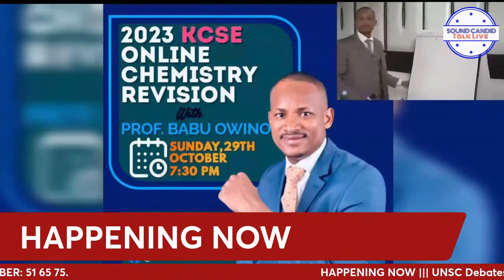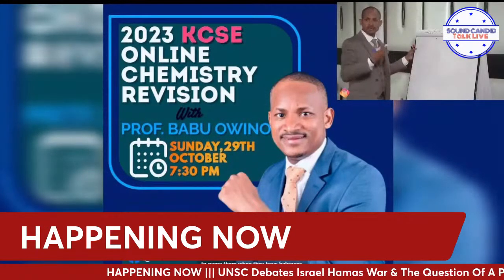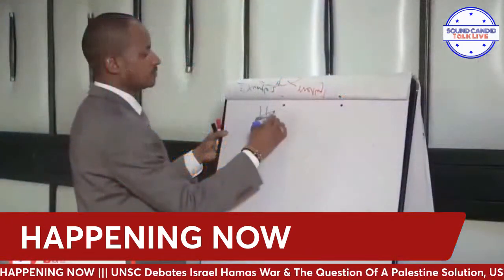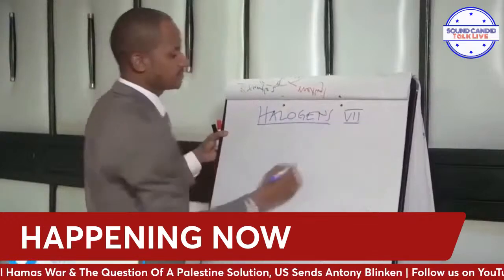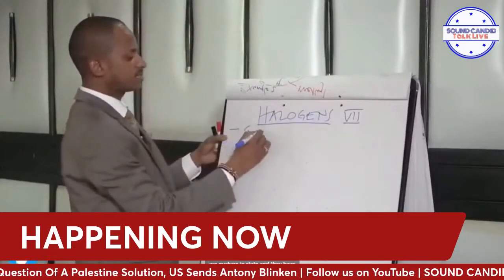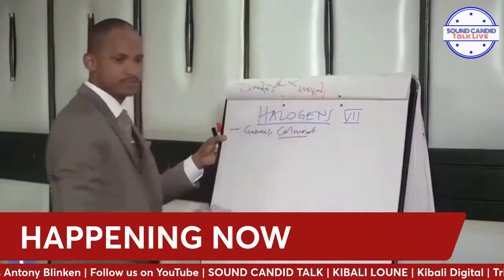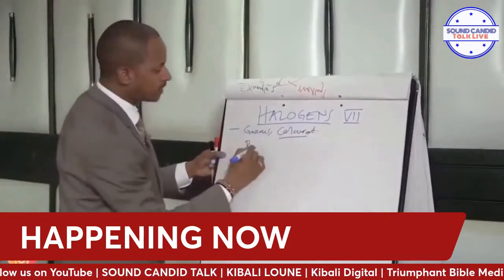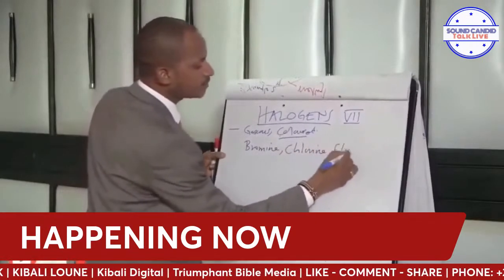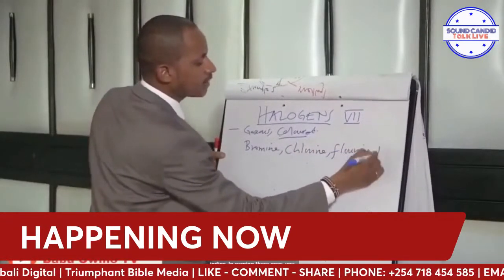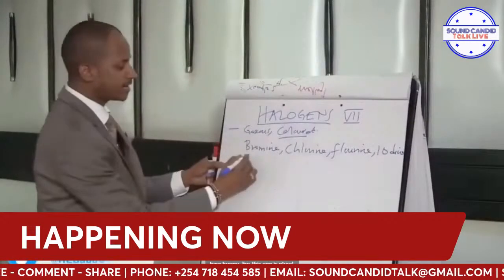So after naming, class, we want to name them when they have halogens. Halogens are group 7 elements. Their characteristics are that they are gaseous in state and they are colored. Examples are bromine, chlorine, fluorine, iodine.